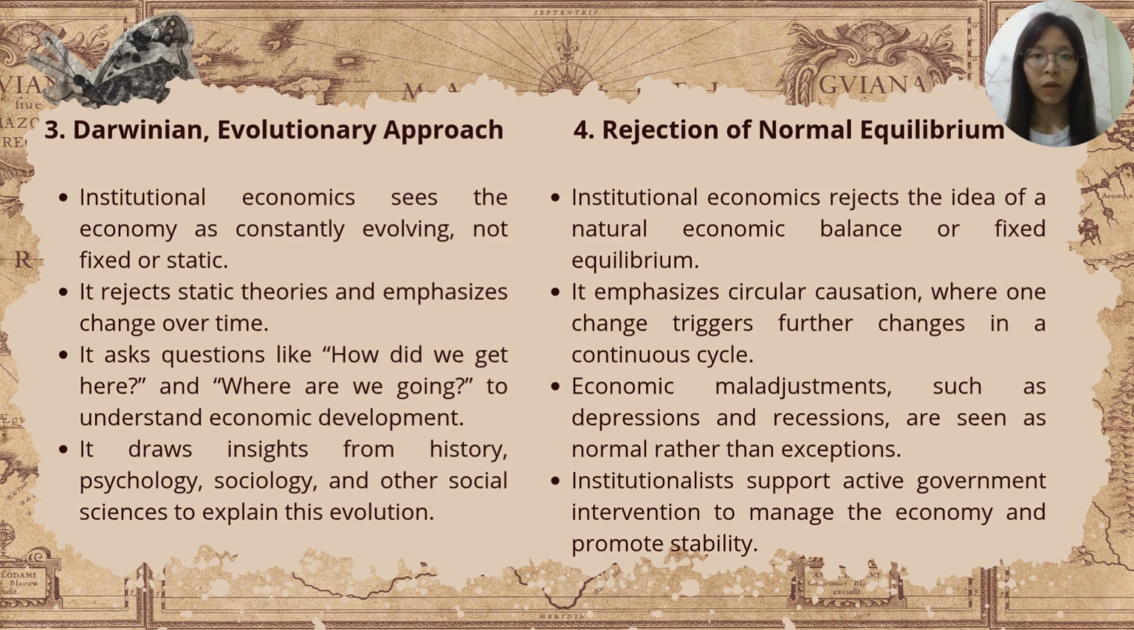Next is rejection of normal equilibrium. Institutionalists reject the idea that the economy naturally moves toward a stable equilibrium. Instead, they highlight a process called circular causation, where one change leads to another, creating a continuous cycle. Economic maladjustments like recessions or periods of inflation are seen as a normal part of the system, not as temporary exceptions. Because of this, institutionalists support active government intervention to manage the economy and promote long-term stability.